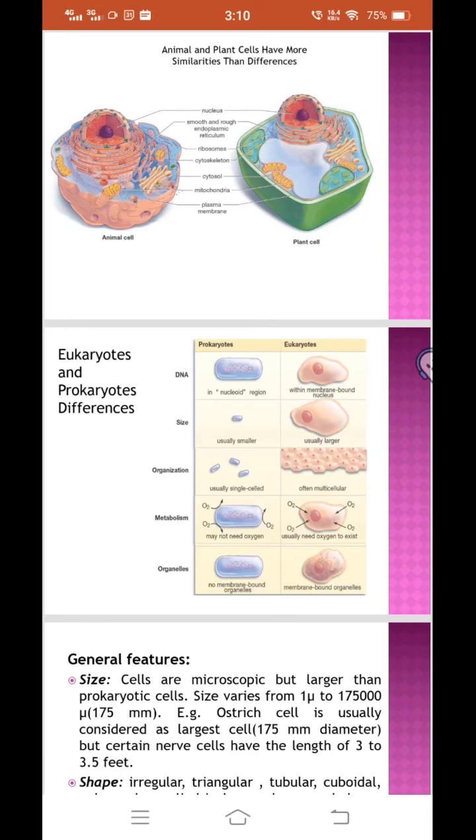We differentiate between the prokaryotic cells and the eukaryotic cells. That is, prokaryotic cells sometimes do not need oxygen for the metabolic process, but these eukaryotic cells always need oxygen, which is present in the cell, and it is used for the different functions of the cell. Okay. Finally, we have the organelles. In the prokaryotic cells, no membrane bounded organelles are present in the cell, but in the eukaryotic cells, the organelles are membrane bounded. They can be easily differentiated from each other.